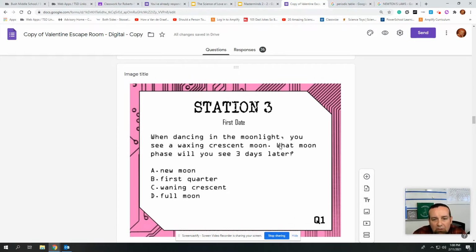When dancing in the moonlight, you see waxing crescent. What moon phase will you see 3 days later? So on this one, again, we would just do a quick Google search if we don't remember the moon phases from our Earth, Moon, and Sun. And we would quickly see that when it's at a waxing crescent, it's heading towards its first quarter. So our answer is B.